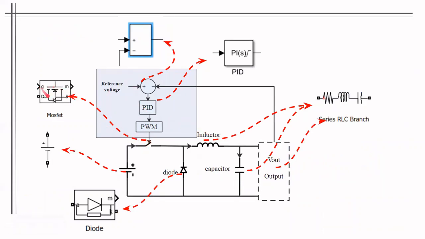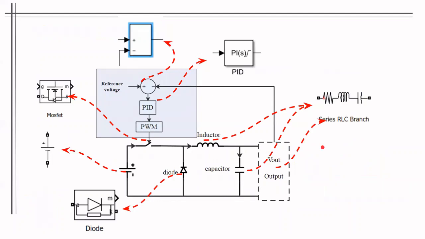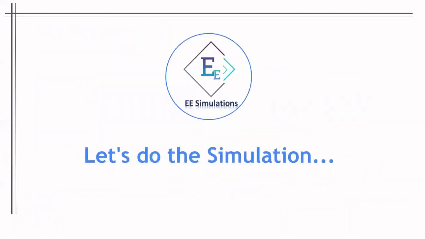For the switch, we will use a MOSFET. Input is for the DC supply, then a diode, then an inductor, a capacitor, and for the output voltage we will use a series RLC branch, then PID, and for PWM, I told you previously that we will use a repetitive sequence. Okay, so let's move toward the simulation.